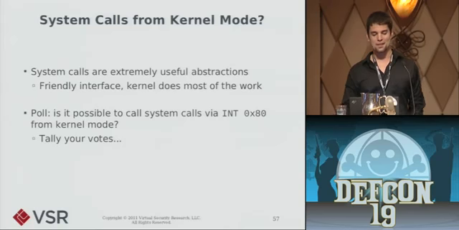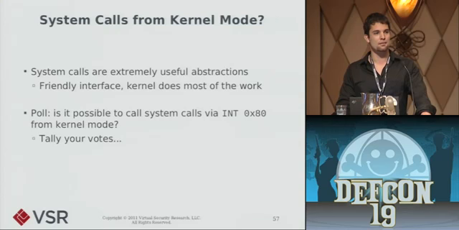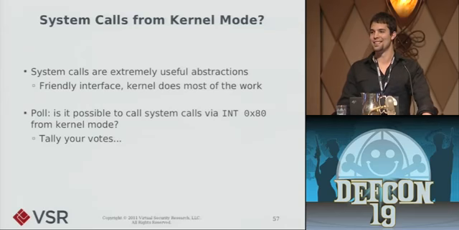I'm just curious, how many of you, if you had to guess, would think that you could do this without a problem? It's pretty good. How many of you think that some issues may arise if you try to make an int 80 from kernel mode? How many of you have no clue what I'm talking about?